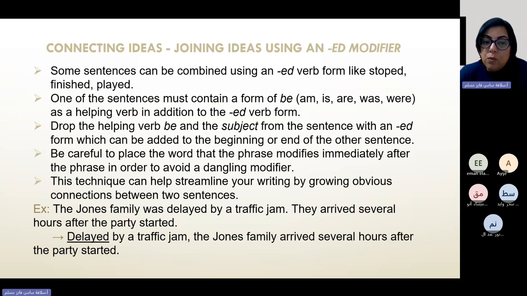Be careful to place the word that the phrase modifies immediately after the phrase in order to avoid a dangling modifier. Same as the ing modifier. Any modifier that you want to put in a sentence should come after exactly the noun or verb it modifies. Okay? This technique can help streamline your writing by showing obvious connections between two sentences.